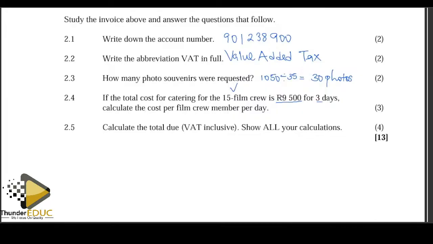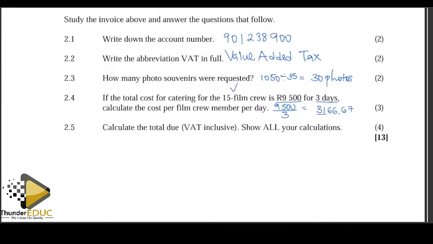Okay. If the total cost for catering for 15 crew is 9,500 for 3 days, calculate the cost per film crew per day. First and foremost, you will get the 9,500 divided by 3. So we need to know how much it is a day. In a full day, they would have spent 3,667 cents. So this is per day.